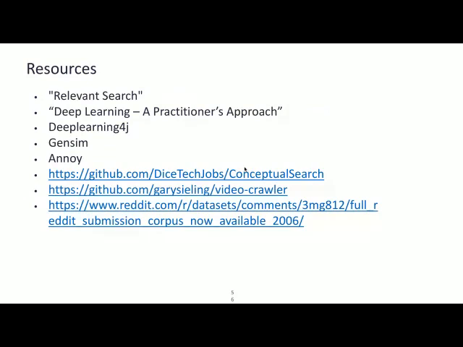There's a tool called Annoy, which is an interesting, really fast clustering tool that Spotify is using for their data set. I think it has a lot of potential if you poke around with it. I haven't been able to integrate it into my system in a way that's useful. And then there's some GitHub links here to things which I found useful, and also my GitHub.